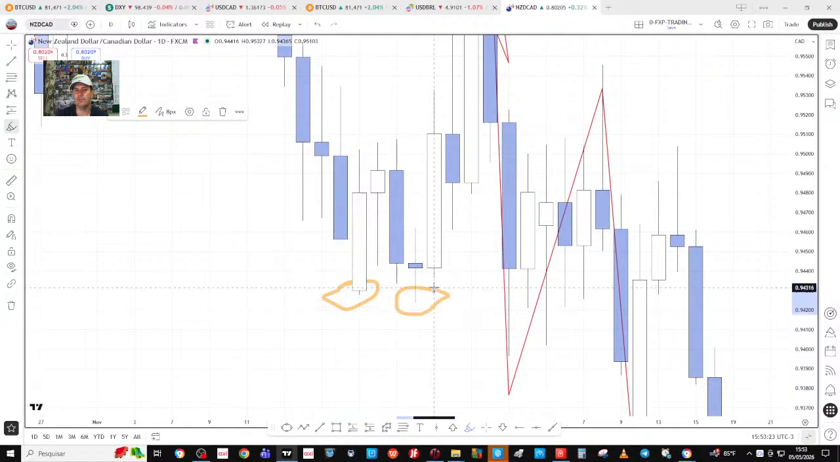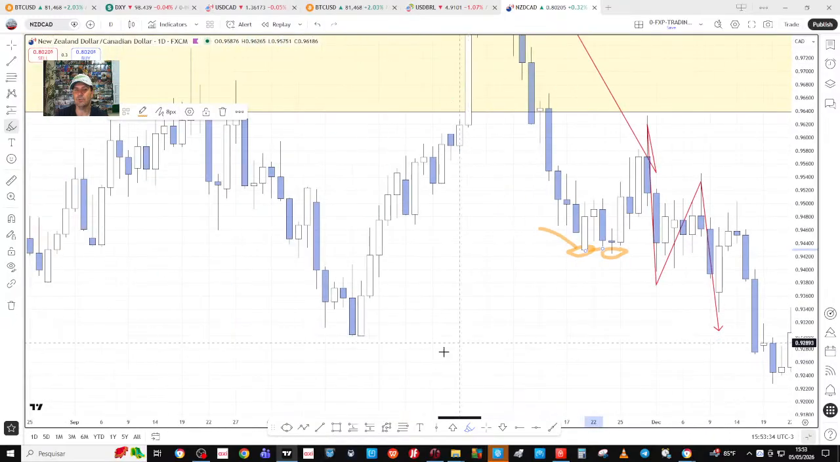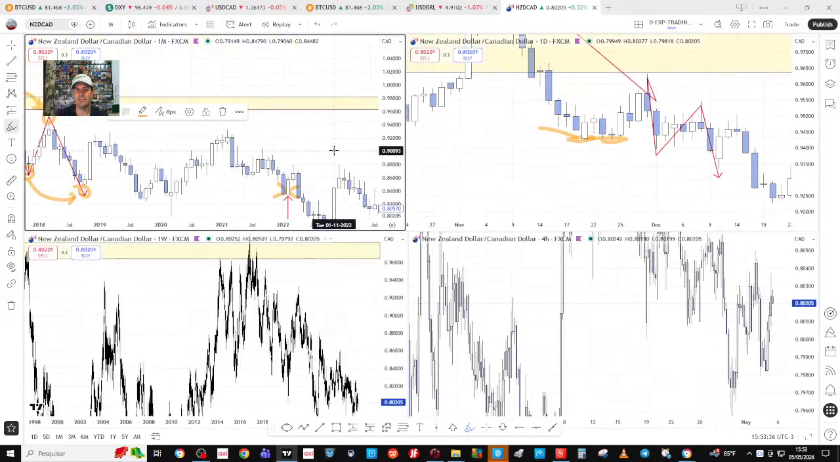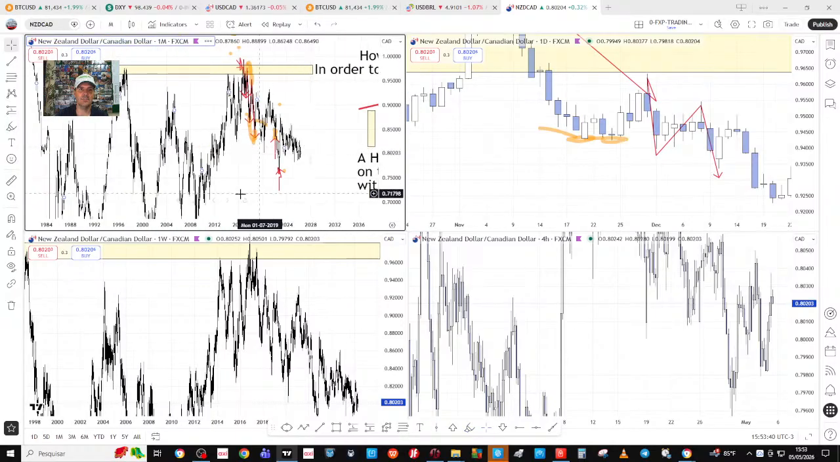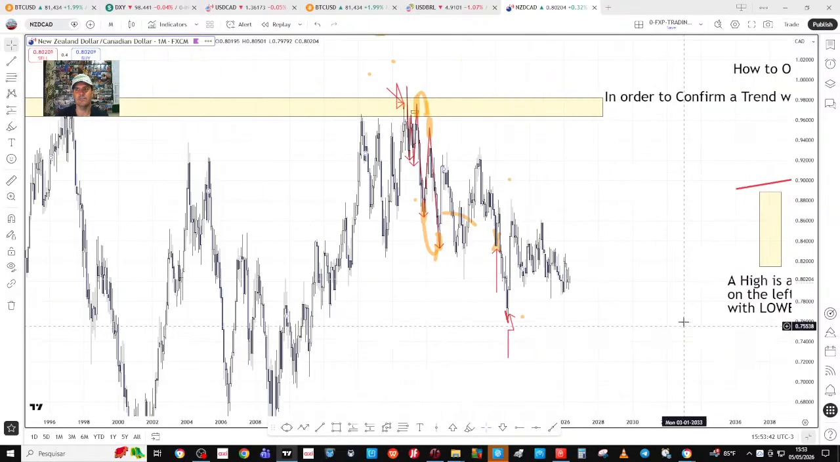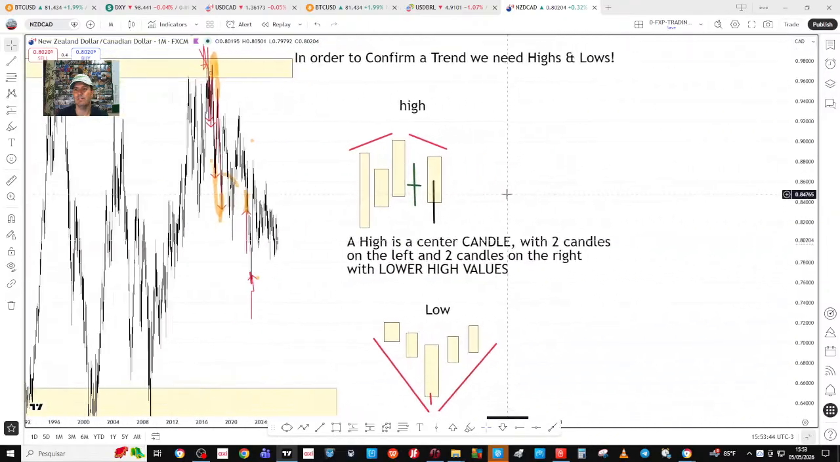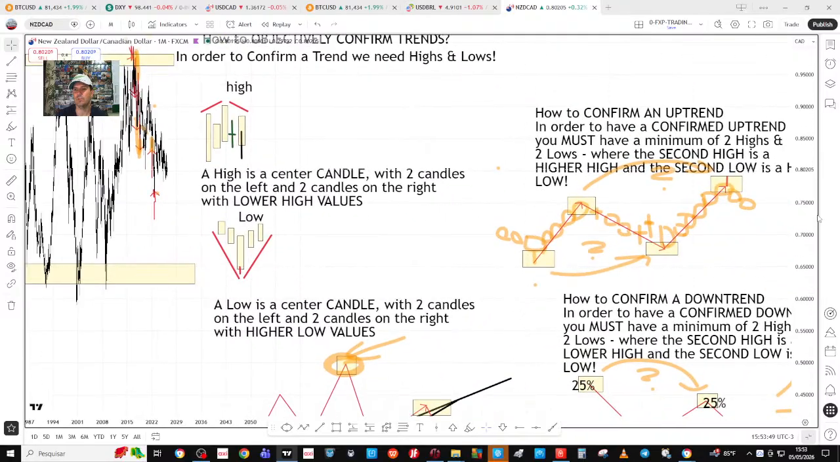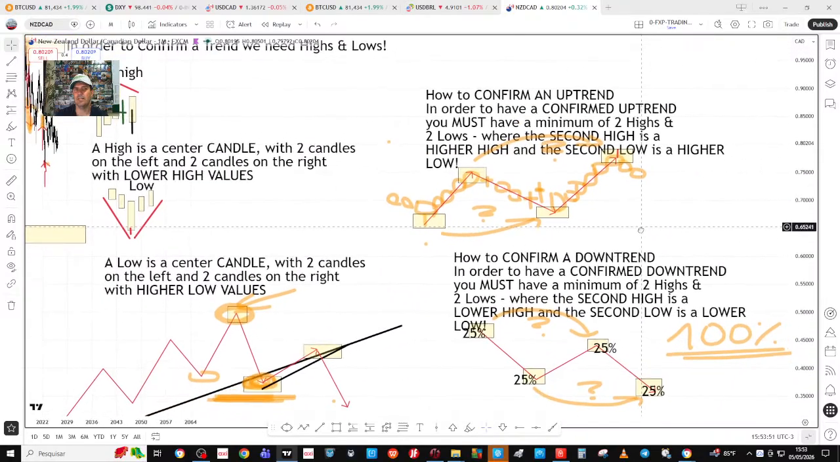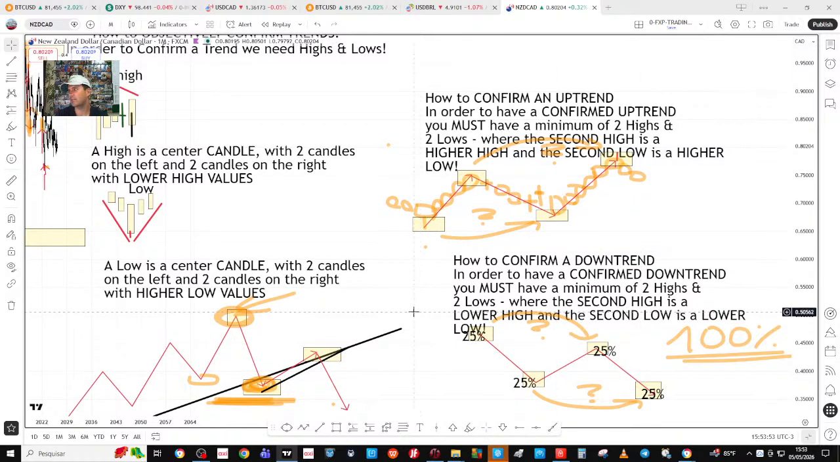Is this a low? A low is a center candle with 2 candles on the left and 2 candles on the right with higher low values. You need to practice those rules. You need to practice those statements. Does this make sense? Exactly. Everybody wants to be a billionaire now. Millionaire is not enough. Everybody wants to be a billionaire now, but nobody wants to do the tedious work of studying the charts and doing the homework.